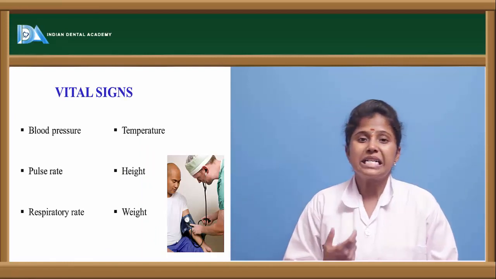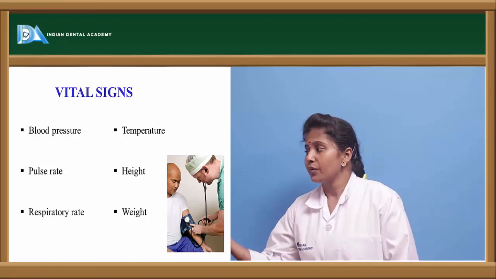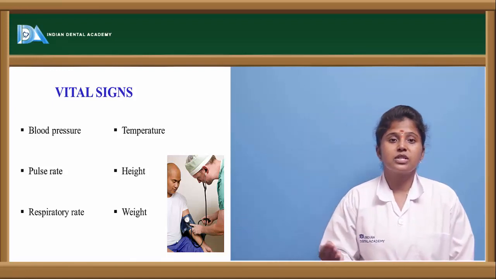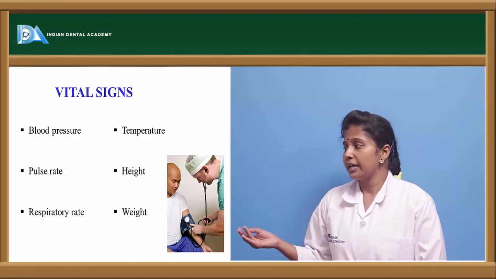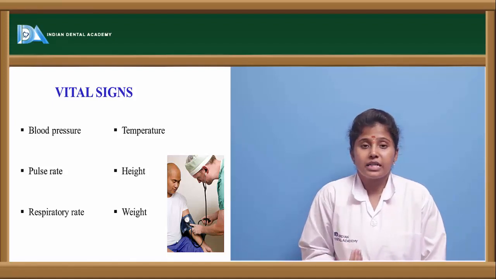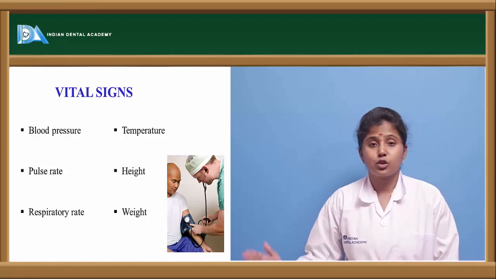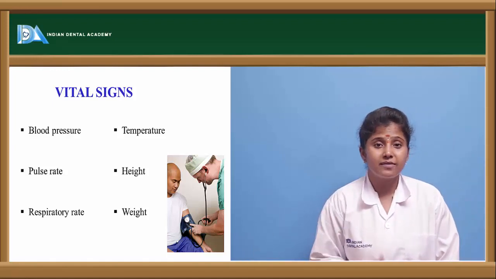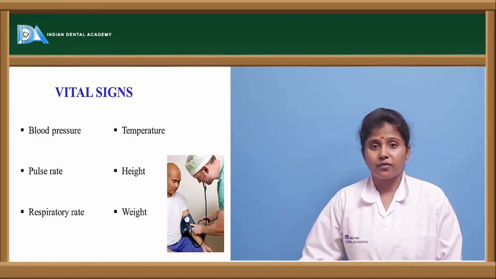And what are the vital signs we need to consider before giving any prevention? So we need to check the blood pressure of the person using a sphygmomanometer, and pulse rate of the person, and respiratory rate, how far he is able to breathe properly, temperature, height and weight. So all these have to be examined physically in order to give prevention and give advice or referral to a physician.